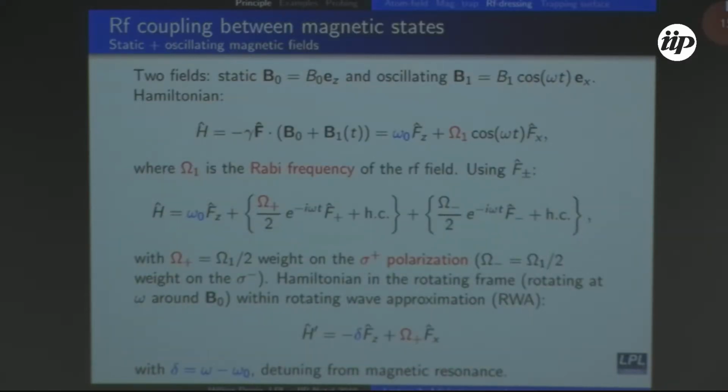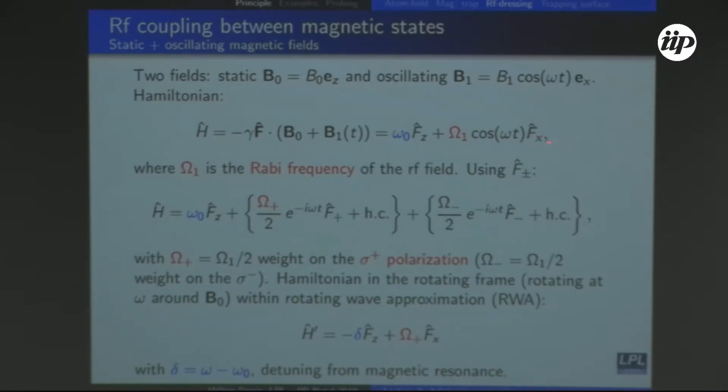Okay, so now that we have a static magnetic field, let's add yet another field, this one an oscillating magnetic field. This is what I call a radio frequency field. It is a magnetic field oscillating at a radio frequency. So now the coupling is the same formula because it's a magnetic field. So I have the static magnetic field plus the radio frequency magnetic field, and I can write the Hamiltonian in the form of some omega 0 Fz.